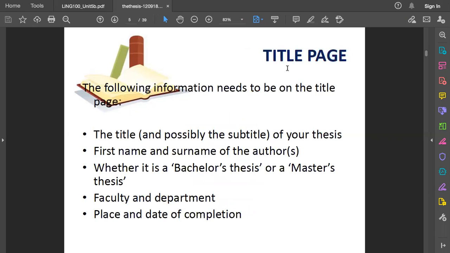Of course, the common content of the title page is the title, the names of the authors, or the name of the author, whether it's a bachelor or a master thesis, what faculty, what department, the partial fulfillment line, and also the date and the place of completion. Sometimes there's no place of completion, just the month and year of completion. Again, this title page is institutional also, so you better ask or check the library for reference for the format of the title page in the future.